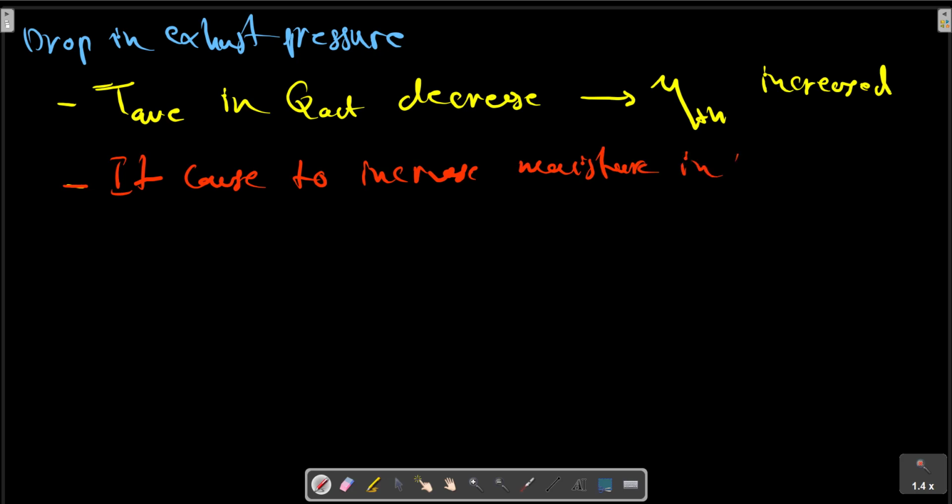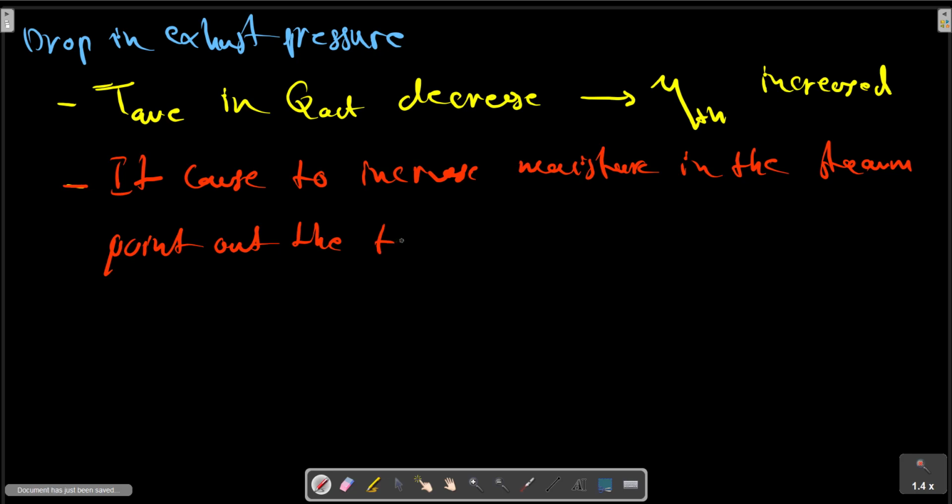The average temperature T average at which Q out is rejected decreases, so eta thermal increases.